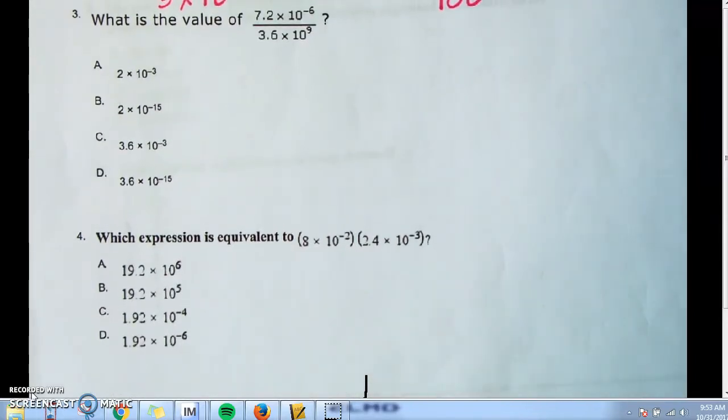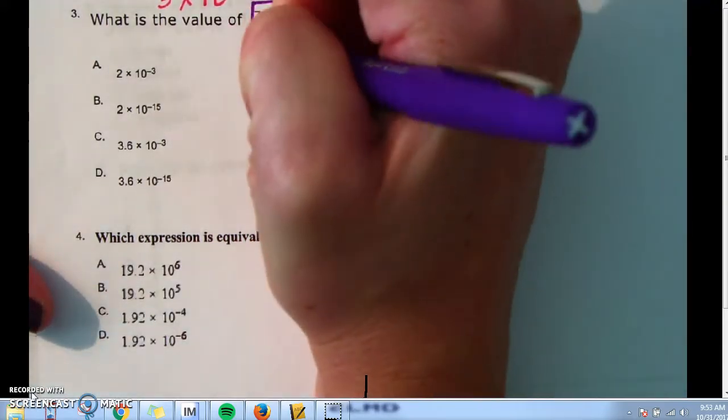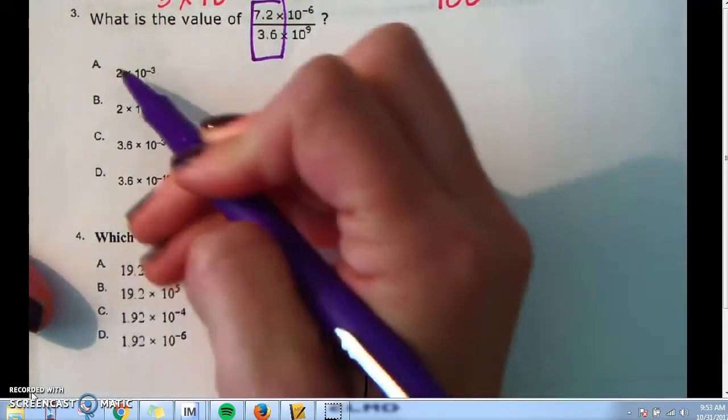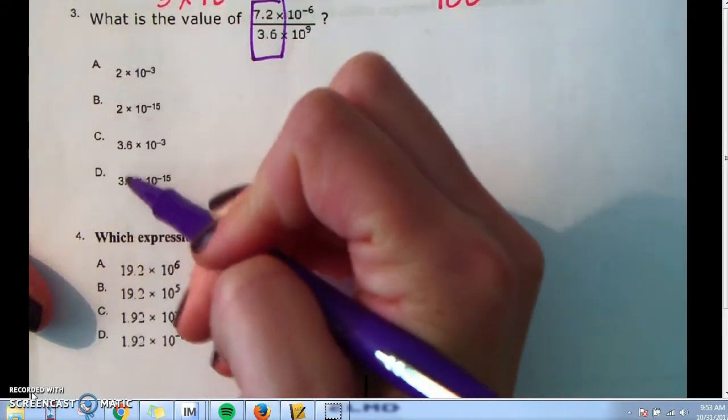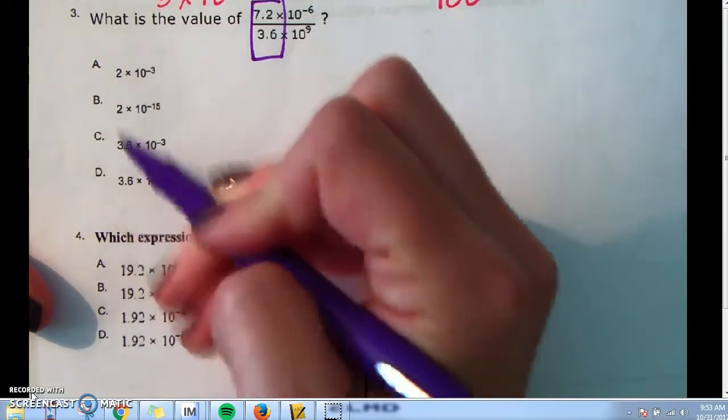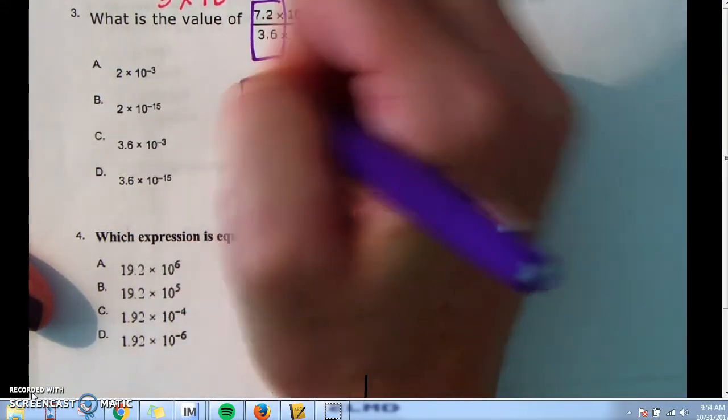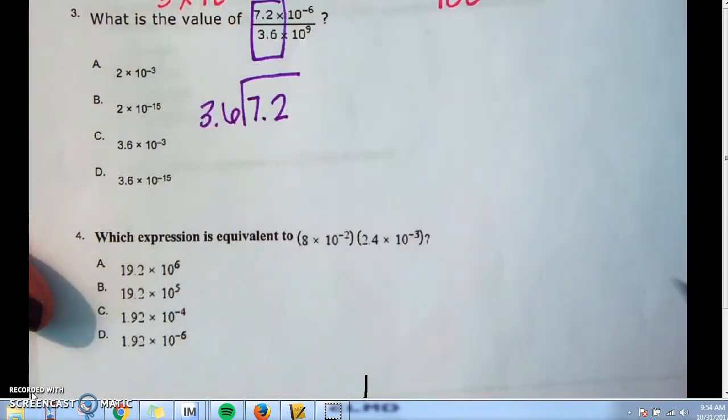Let's look at number 3. When we see that fraction bar, we know that we are doing division. So we have 7.2 times 10 to the negative 6 divided by 3.6 times 10 to the 9th. When you're dividing, remember, first step is to divide the numbers. Now, use your answer choices. You know when you divide, it's either going to be 2 or 3.6. So do your long division. 7.2 goes inside, 3.6 goes outside.